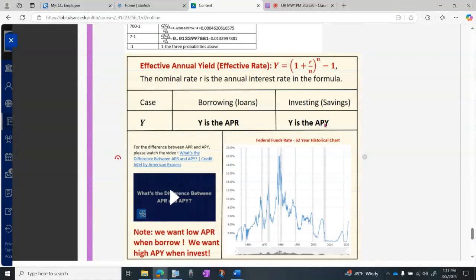And I'm not sure if you ever heard of APY. Maybe some of you did. APY stands for annual percentage yield. That's the terminology people use when it comes to investing money. So APY also is the same as our effective rate. So basically the three things are the same thing: effective rate in our book, APR when it comes to borrowing money, or APY when it comes to investing money. All three refer to the same thing.